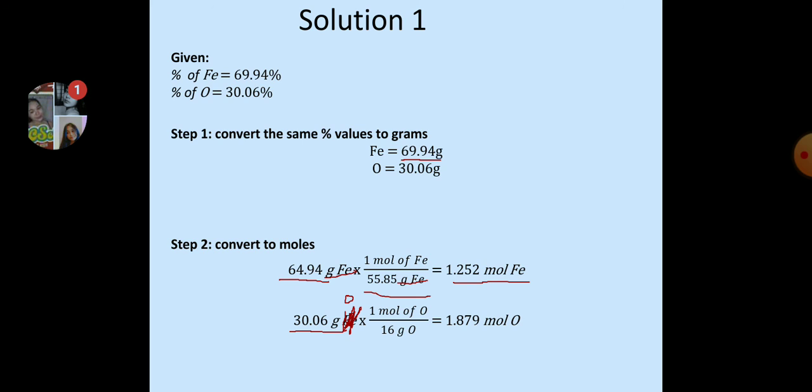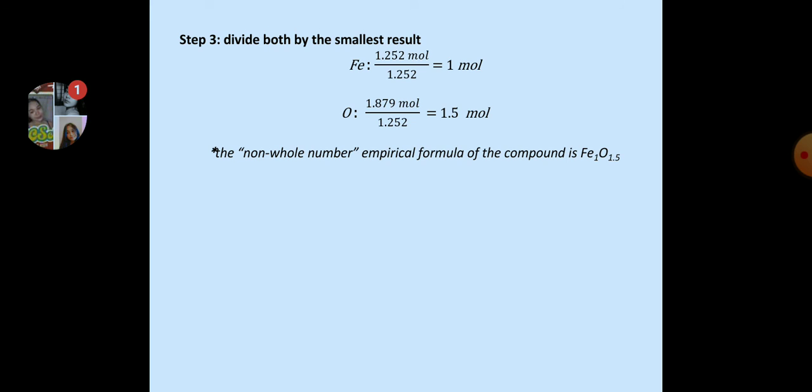Okay? So, for step number 3, yung makukuhang sagot kay step 2, choose the smallest. So, the smallest is 1.252. Tapos, i-divide natin silang dalawa sa 1.252. So, ito yung step number 3. Divide both by the smallest result. So, 1.252 divided by 1.252, siya yung smallest, eh. So, 1 yan. Okay? And oxygen, 1.879 mole divided by 1.252, it's 1.5.